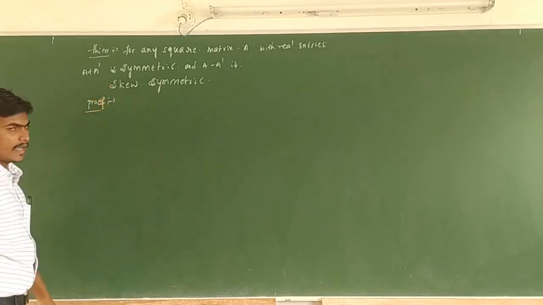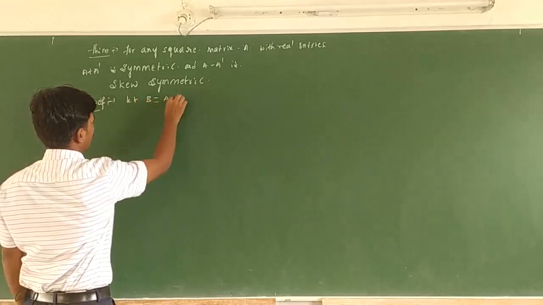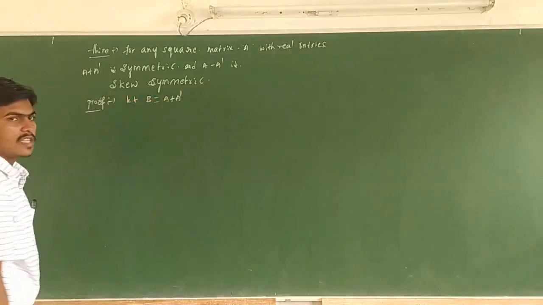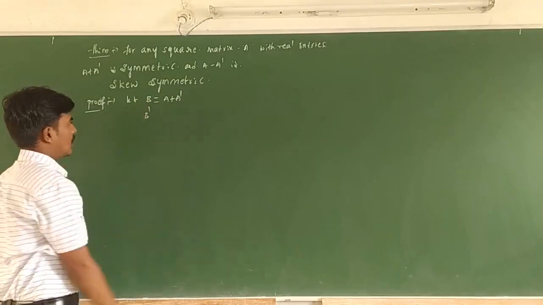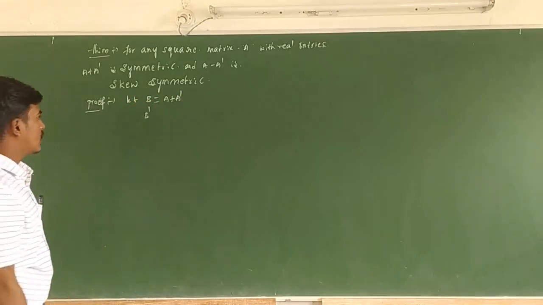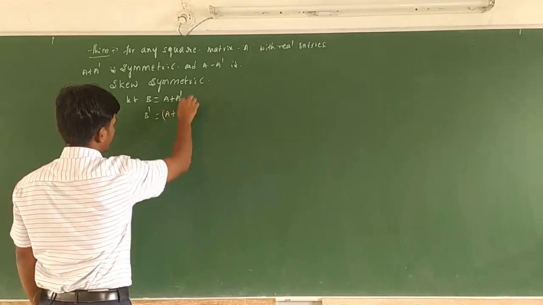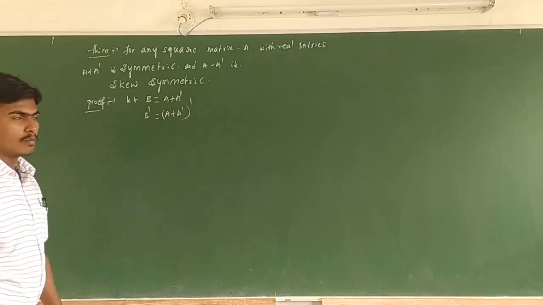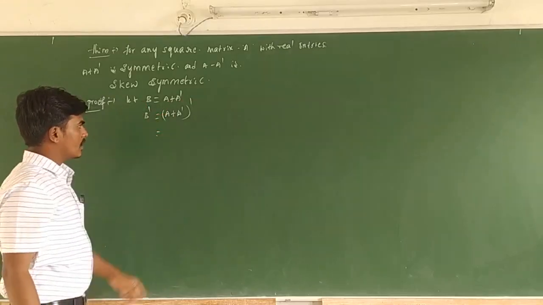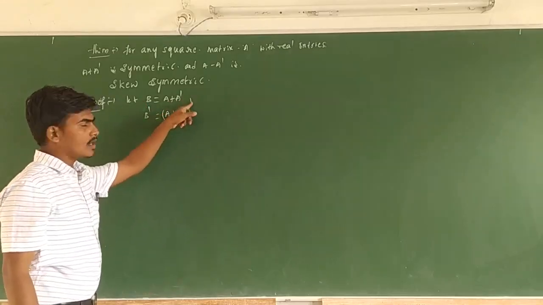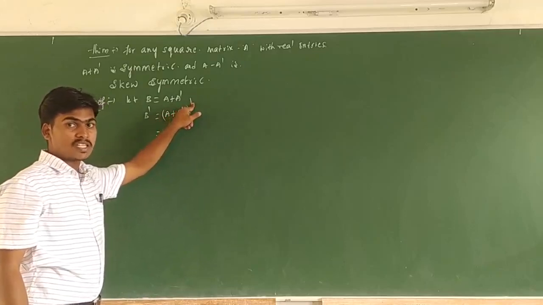In general, let B equal A plus A transpose. I have taken B equals A plus A transpose. I will apply the transpose operation to it. Here B transpose equals A plus A transpose whole transpose. Right? I apply the transpose operation to both sides. Which is equal to, you already know that A plus B whole transpose equals A transpose plus B transpose, from the properties of transpose of a matrix.